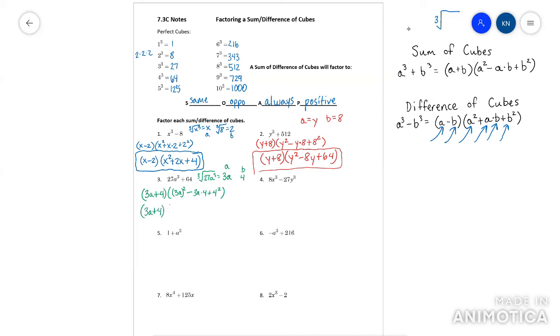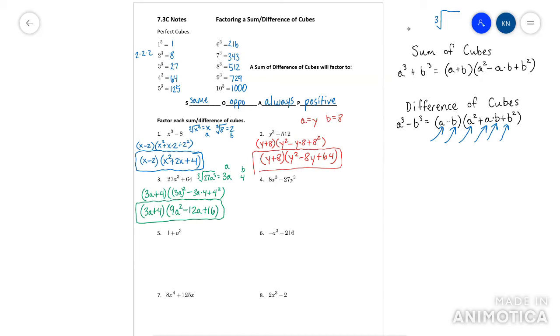3a squared turns into 9a squared. The 3 gets squared as well. That's one of the most common mistakes, is people don't square that first number as well. 3a times 4 is 12a, so this part becomes minus 12a, and then plus 4 squared is plus 16. So that's what my answer would be for this one.